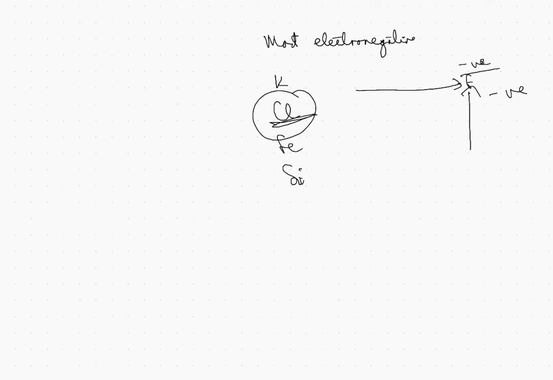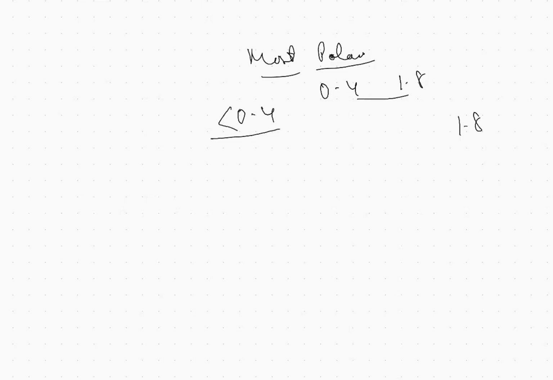Question about which bond below is the most polar. If the difference between the two electronegativity values is between 0.4 and 1.8, then it leads to polar bonds. If it is less than 0.4, then it's non-polar. If it is more than 1.8, then it is ionic. Okay? But you may not be given a periodic table with the electronegativity, so from the given values, you just compare.